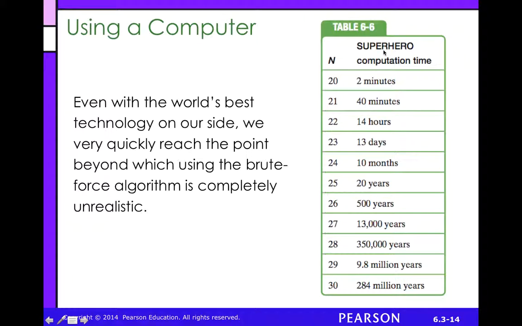So your book has a description of what the superhero is. It's basically the fastest supercomputer we have. So imagine that you are a UPS delivery man and you have 19 houses to go to, plus your home base to go back to, for a total of 20 vertices. Suppose you want a computer to use the brute force algorithm to find you the best route for your day. Well, if you hand the graph, all the distances, to the computer, it will take it 2 minutes to find the best route for you. Okay, 2 minutes is not that long, right? That's not bad.